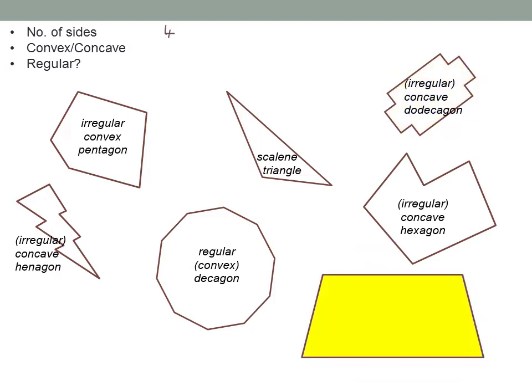Finally, here's a four-sided shape, a quadrilateral. It's convex, but not regular. So it's an irregular, convex quadrilateral. Actually, this shape is called a trapezium. There are special names for classifying quadrilaterals.